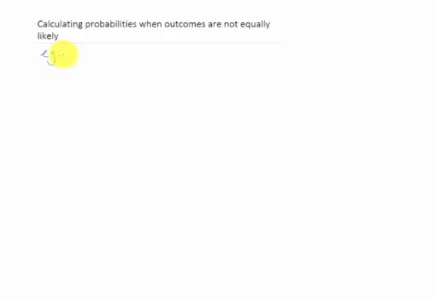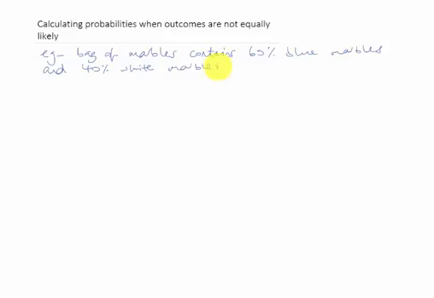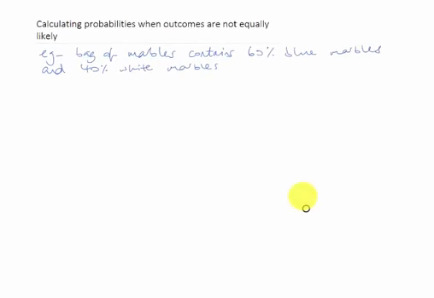So for example, how about if we had a bag of marbles that contains 60% blue marbles and 40% white marbles. We're going to look at a couple of things, drawing 2 marbles out of the bag. So the first condition, our first question, is with replacement, and we're replacing marbles into the bag.